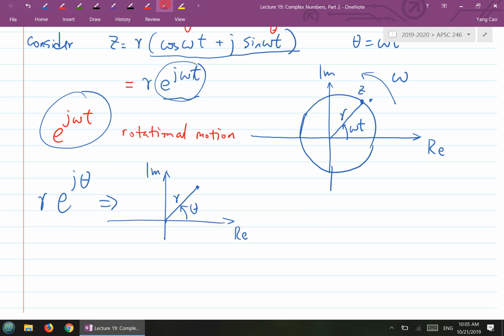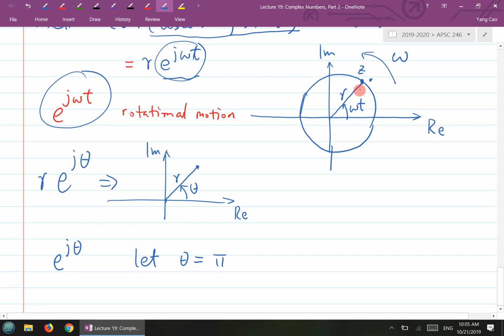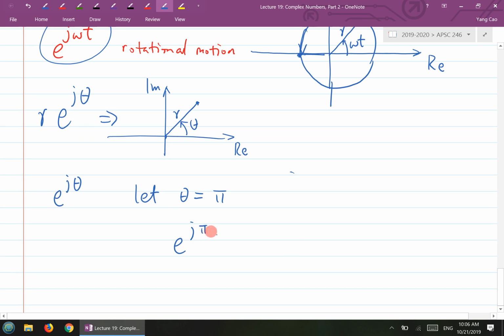Okay, so let's give a couple of examples. Let's look at this e to the j theta here. I'm going to let theta equal pi. Think about this rotation. You start from theta equal to 0, and then theta changes until theta equals pi. So pi will be here. When theta equals pi, let's consider r as unit value 1. Then this e to the j pi, what's that going to be? Negative 1, right?